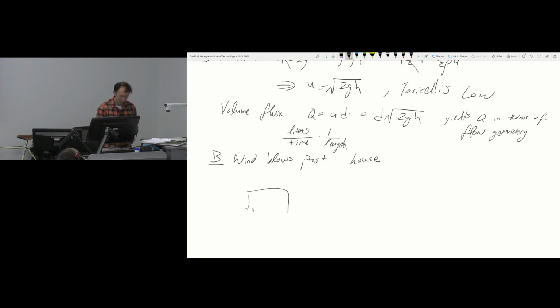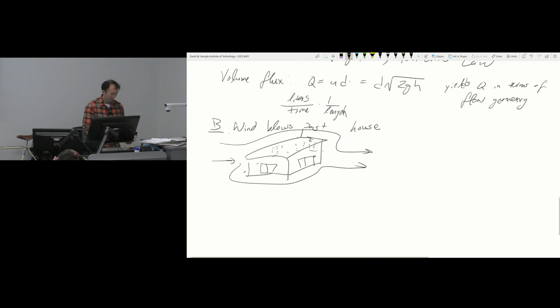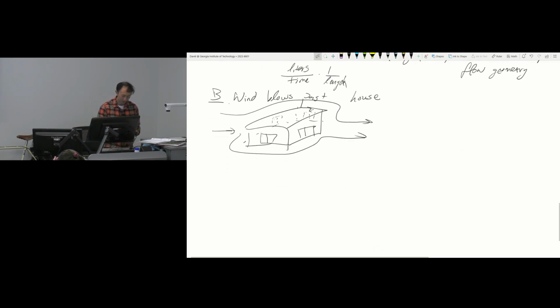Basically, imagine you've got this house with doors on all 4 sides. Oh, this again. There's a door back there, and there's a door back there. Okay, and let's say I've got fluid blowing past it. So a top view of that house looks like this, where I'm going to have the doors here.